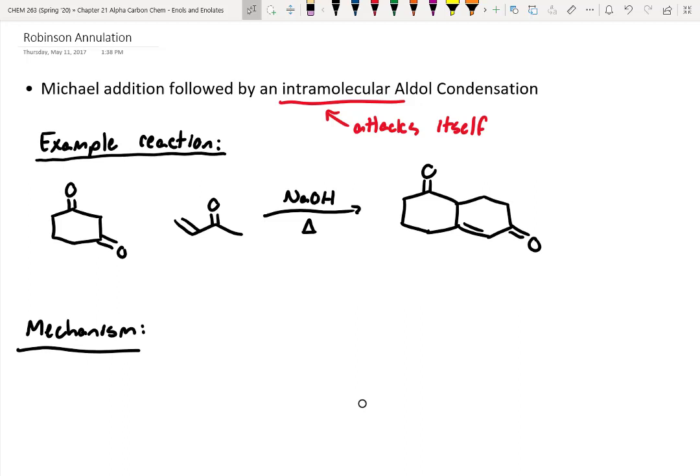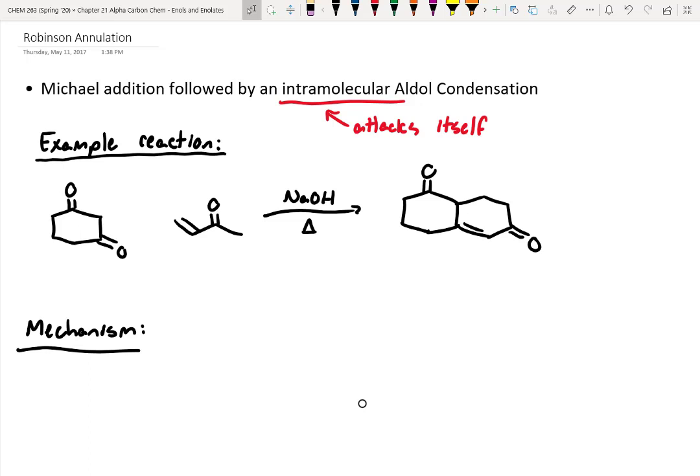Okay, the next reaction we're going to cover is called the Robinson annulation reaction. It's one of my favorite reactions in the book because it ties together a lot of the chemistry that we've learned into one jumbo reaction. Essentially, it's a Michael addition reaction that we just learned about, followed by an intramolecular aldol condensation. And if you remember, an intramolecular reaction is a reaction where something attacks itself, and in the process, we can form new rings.